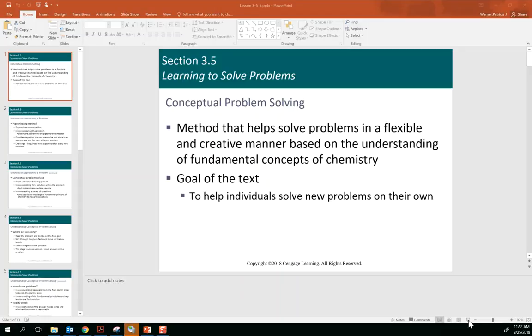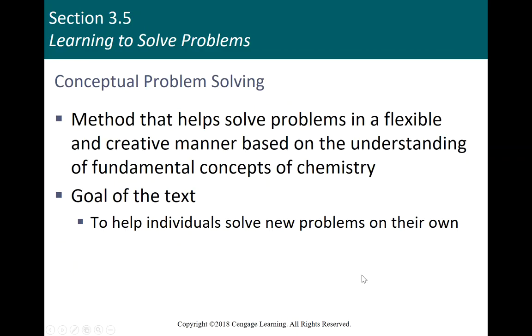Welcome to lesson 3.5 and 3.6. Today we're going to briefly talk about the reason we solve chemistry problems the way we do, and then we're going to move on into percent composition.